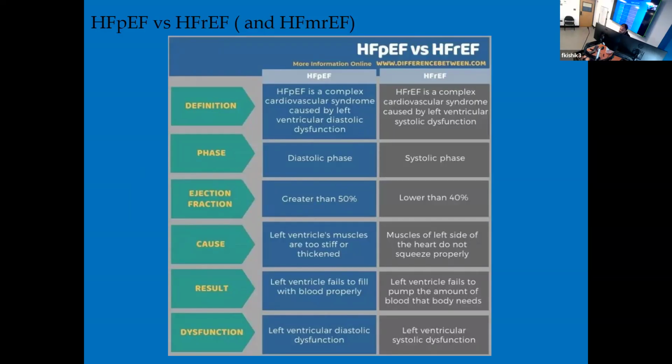Now, the optimization of these, let's just go through this chart. So HFpEF is preserved ejection fraction, so you can call this diastolic heart failure. You can call this systolic heart failure. The boards like to use either one. That's why I'm changing it with you guys regularly, because they could use either one.